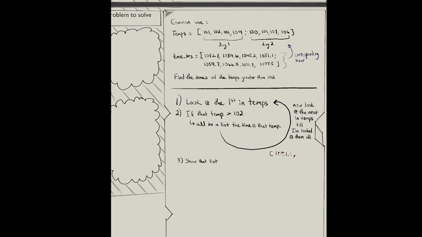105.1.1. And then I'll go through and add all the other ones, just repeating the same process. Look at the next value, 100. Is that greater than 102? No. Going forward, I'll have 105, 1.1, 107, 1.3, and 107.5 at the end here, all in a list.